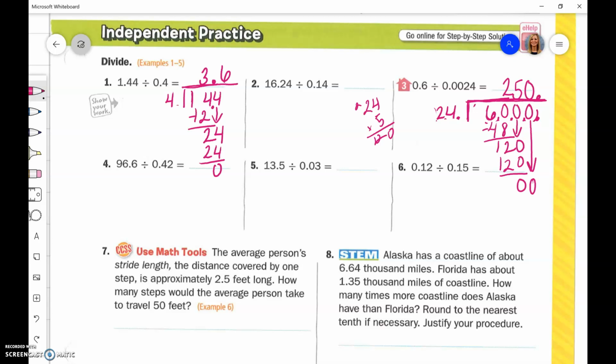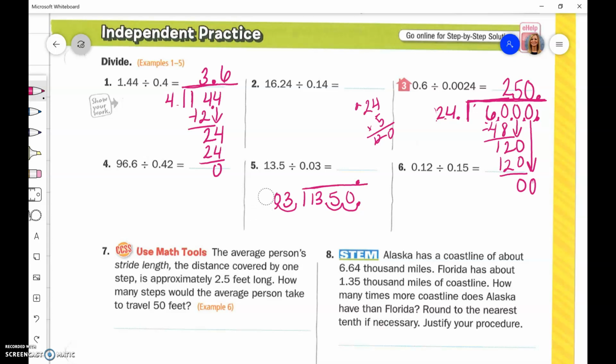250. Okay, let's take a look at this, which is going to be the last one. So 13 and 5/10 divided by 0 and 3/100. I see that I need to move this 2 places, 1, 2. I'm going to move it 2 places, 1, 2. I'm going to annex a 0, and I'm going to bring my decimal point up, and now I'm done.